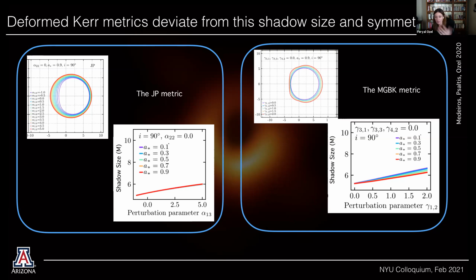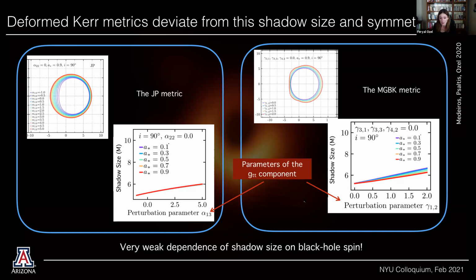So here are two examples. We've explored quite a few. This is the Johannsen-Psaltis metric with its parameters of how to deviate from Kerr. This is the MGBK, the bumpy Kerr black holes, with its perturbation parameter for different black hole spins. The takeaway message from this is not how to modify gravity. There are entire talks one can give on that, but that in non-Kerr spacetimes, in deformed Kerr spacetimes, the predictions for size and symmetry deviate significantly from Kerr. So it allows us to use EHT as a good test of the metric because of that. The other good news is that even though overall the shadow size and symmetry deviate, again, there is a very weak dependence on black hole spin. So you can constrain deviation parameters from GR without knowing the spin of the black hole.